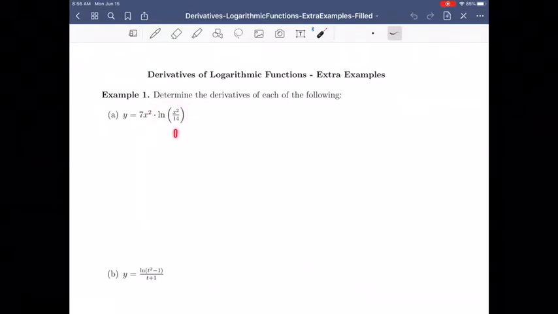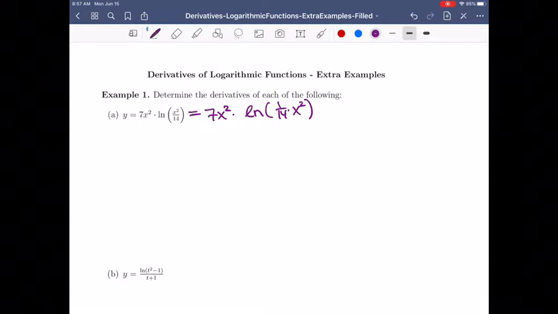Now, you might think when I compute the derivative of this inside bit that I need the quotient rule, but ln of x squared over 14 is the same as ln of 1 over 14 x squared. Okay, so it's just a constant times x squared. It's just a polynomial. So we have our first function and our second function.